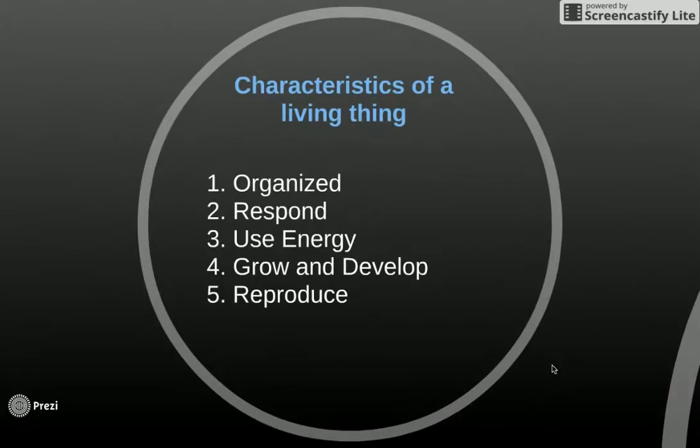There are 5 characteristics of every living thing. So 5 things that every living thing needs. If it doesn't have one of these things, it means it's not a living thing. The first one is that it is organized. It responds to things. It uses energy. They grow and they develop, and they reproduce. So we're going to look at each one of these characteristics individually.